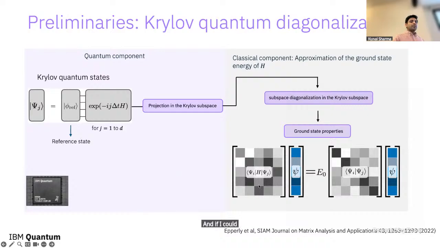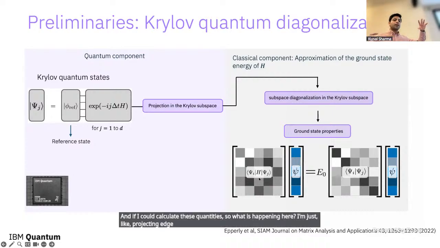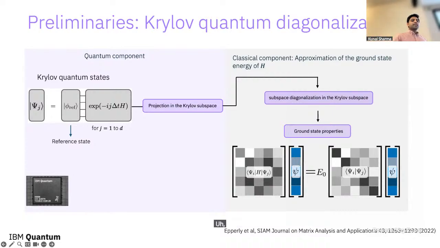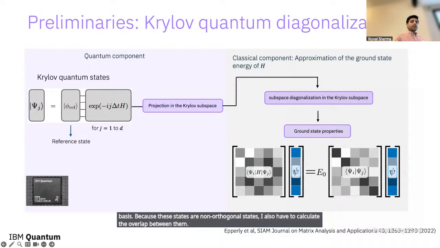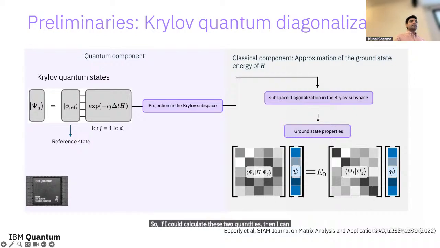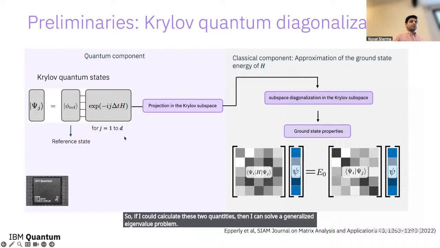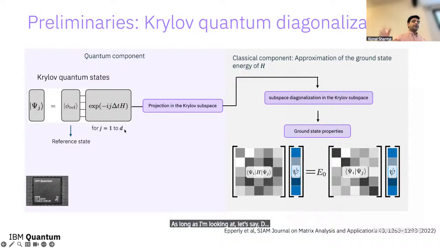And if I could calculate these quantities, what is happening here? I'm projecting H into the phi I and phi J basis. Because these states are non-orthogonal, I also have to calculate the overlap between them. So if I could calculate these two quantities, then I can solve a generalized eigenvalue problem, as long as I'm looking at, let's say, D of 10, 20, or 100. So this dimension is not too large, and I can do this diagonalization classically. So this is not our work. This is the prior work that we were following.